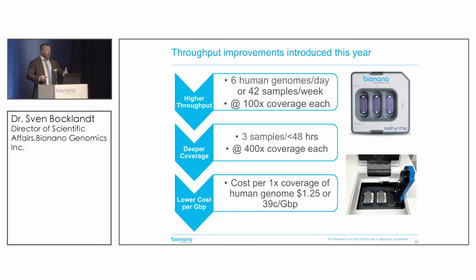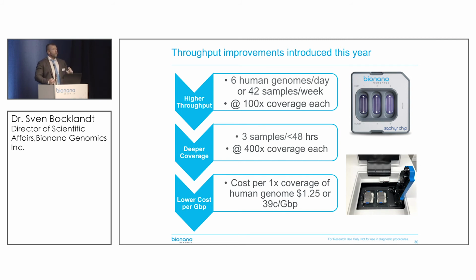Now, if you collect this 100x coverage, which we recommend for constitutional cases, that means you can run 6 samples per day or 42 in a week. Our instrument can load 2 of these chips and move from one to the next. Or you can run these samples longer and collect 400x coverage on each of them. So that brings the cost per gigabase pair down to just about 39 cents, which is orders of magnitude less than any of the long-read sequencing technologies.